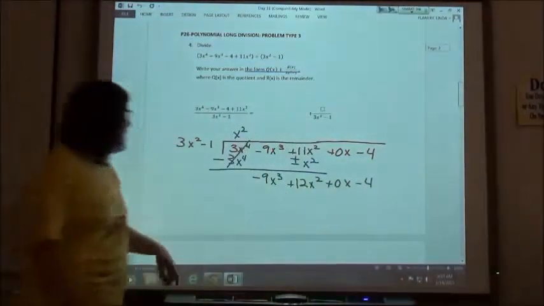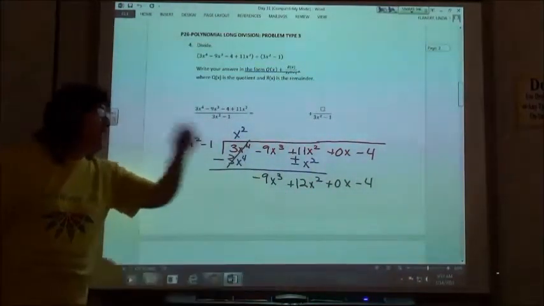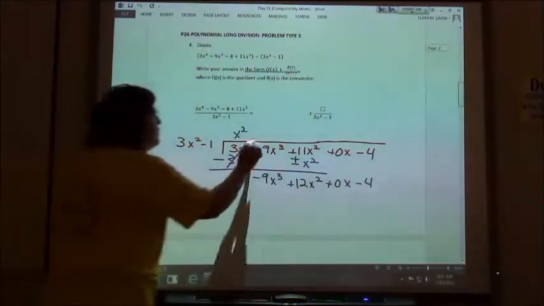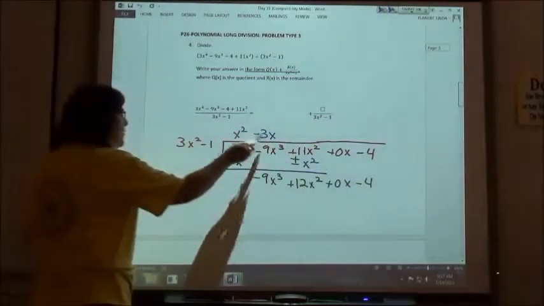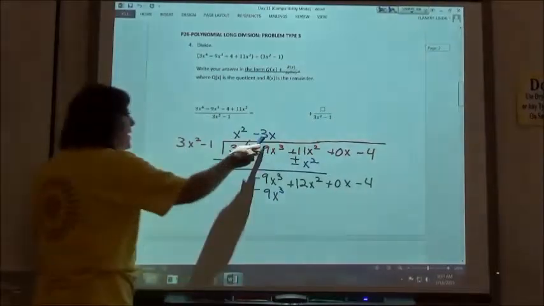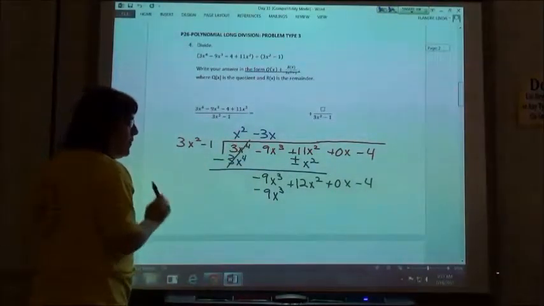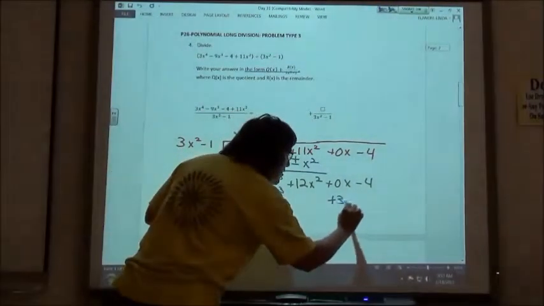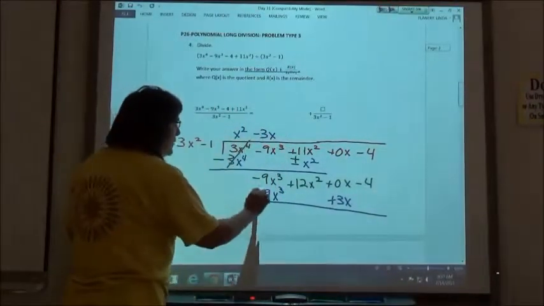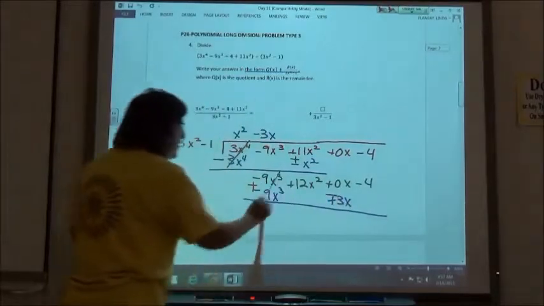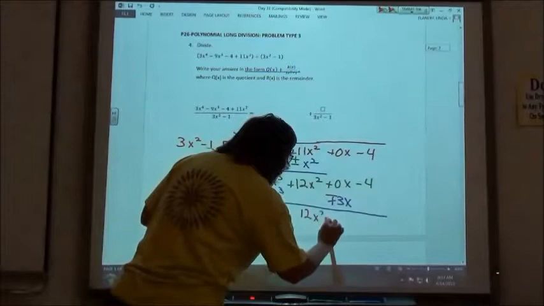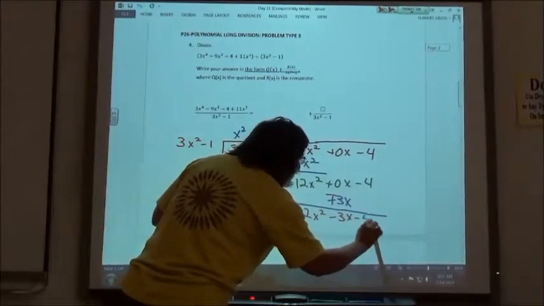And then I'm going to say, what times 3x squared gives me negative 9x to the 3rd? Negative 3x. So negative 3x times 3x squared is negative 9x to the 3rd. Negative 3x times negative 1 is a positive 3x. I'm going to put that underneath my x column. And then I'm going to subtract, so I'm changing my signs so I can cancel out my leading term. So I get 12x squared minus 3x minus 4.